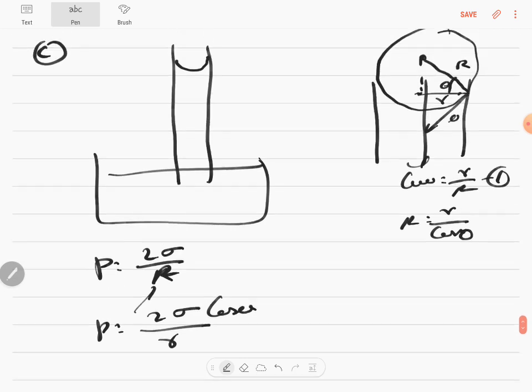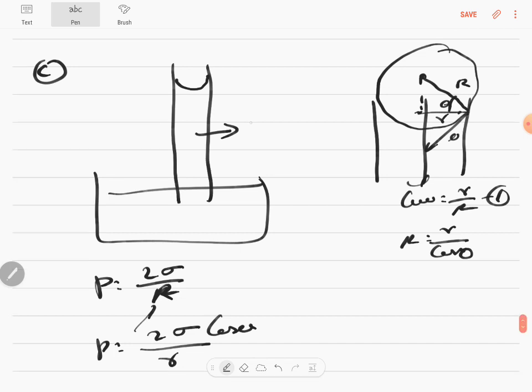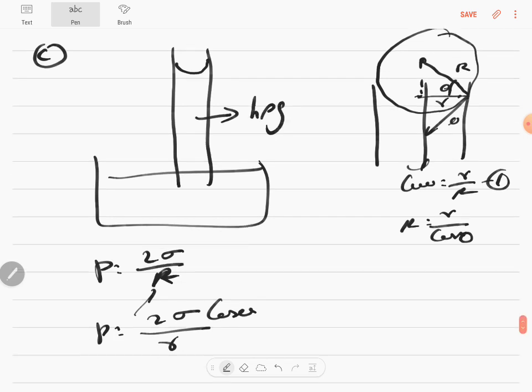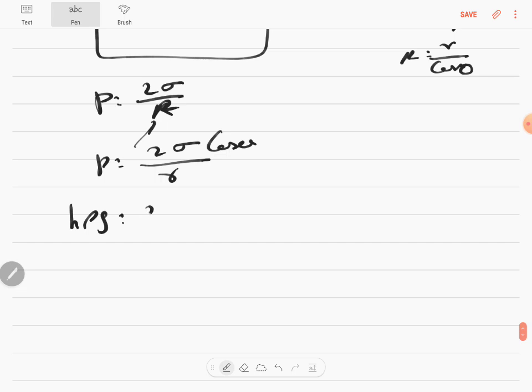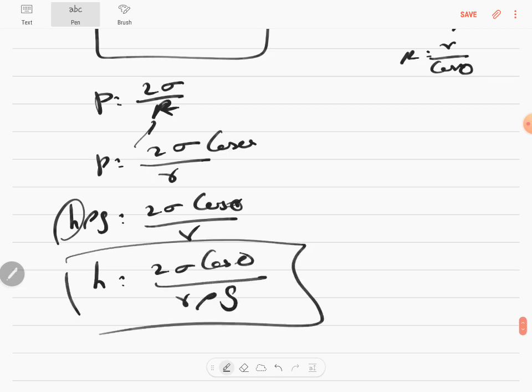The pressure is also rho g h. Pressure is simply h rho g for the ascent, correct? So replacing with h rho g, we get h rho g equals 2 sigma cos theta by r, from which you can find the ascent h, which is 2 sigma cos theta by r rho g. Thus you get the formula for ascent. So that completes the ascent derivation.